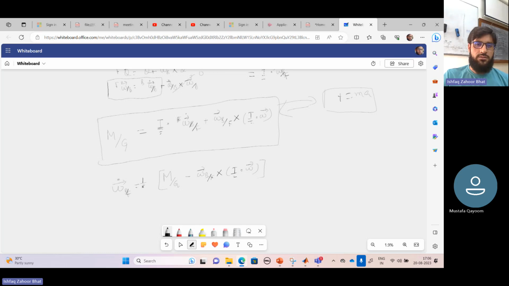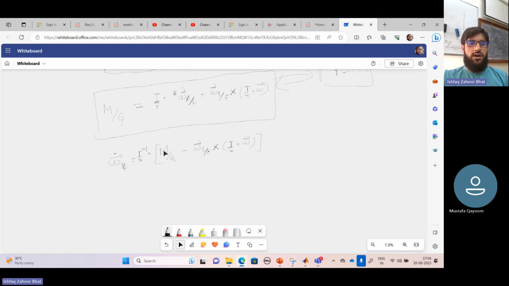I inverse. So I take this on this side and subtract it. Then I take this and take its inverse. Okay, I took its inverse. So I got omega dot. So I can get this M with respect to G.